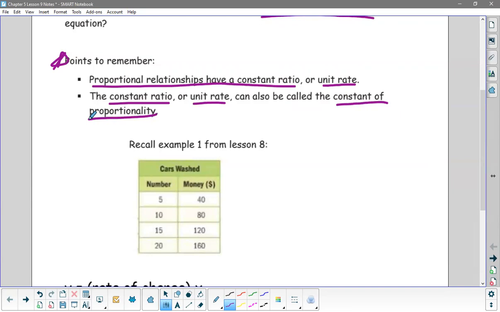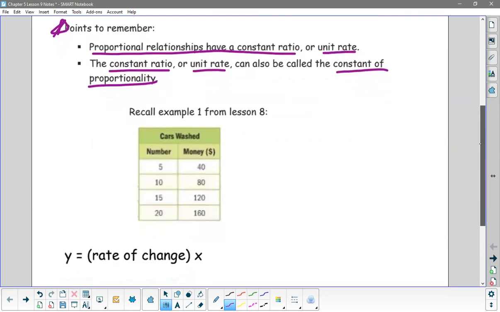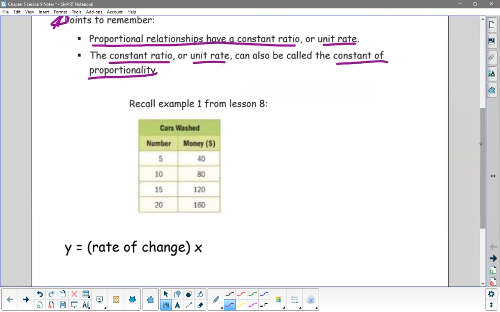Okay, so all these ways are just fancy ways of talking about how the rate changes in a question, whether it's a graph, a table, or a word problem. That's going to be our big focus again, and we're just going to create an equation out of it. So we're going to first look at a question you saw back in lesson 8 when we were talking about cars being washed. This one should look very familiar, and we actually found the constant rate of change for this, so this should be a review.